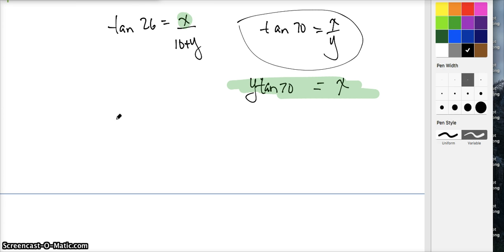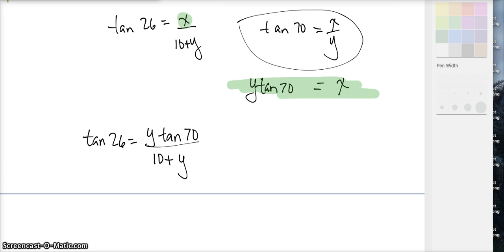So our new equation is going to look like this. Watch. The tangent of 26 is equal to not X, but Y times the tangent of 70, all of that over 10 plus Y. Right now, you're still not feeling happy. You're still wondering why I'm doing this, but just bear with me. I want you to sit down and just look at the truth of this for a few moments, and we're going to pick this back up in the next video. I promise it'll make sense.